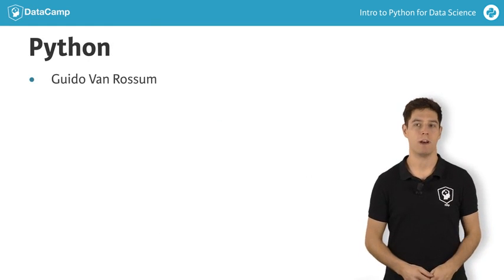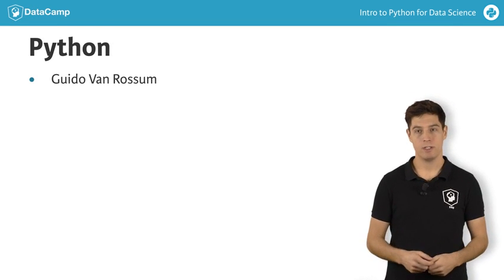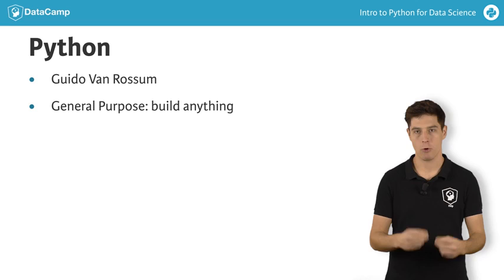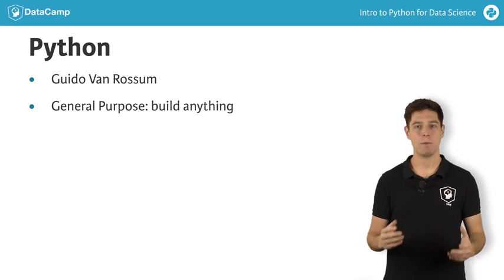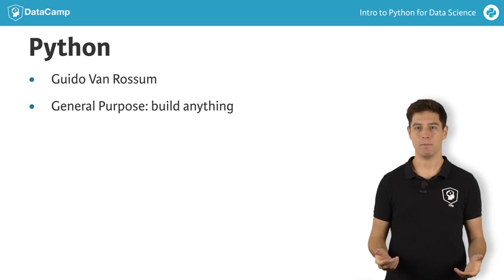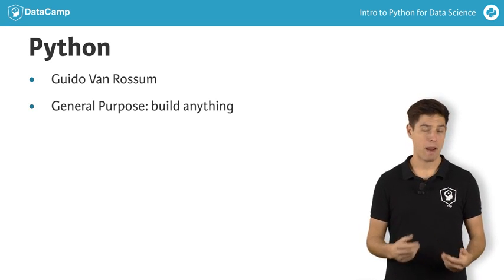Python was conceived by Guido van Rossum. What started as a hobby project soon became a general-purpose programming language. Nowadays, you can use Python to build practically any piece of software. But how did this happen? Well, first of all, Python is open source.